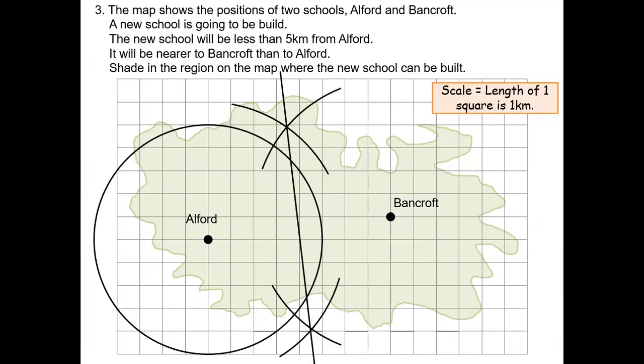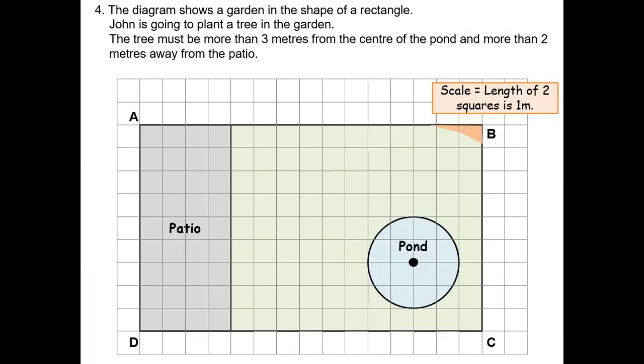So here we're going to bisect that. Bisect the 2 of them, and that's where the school will be built, just there. Okay, we go to the next one.